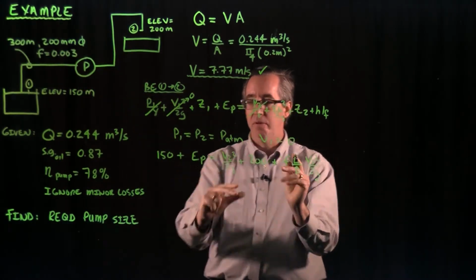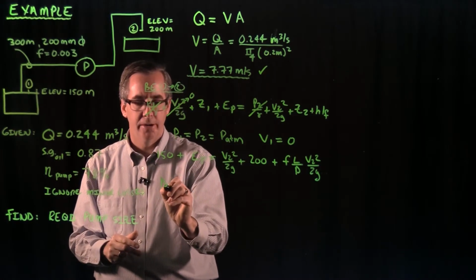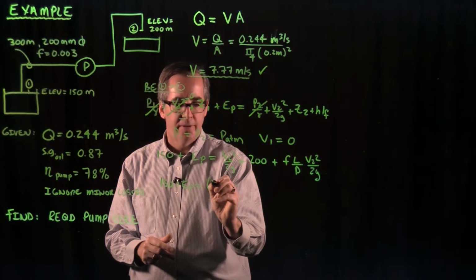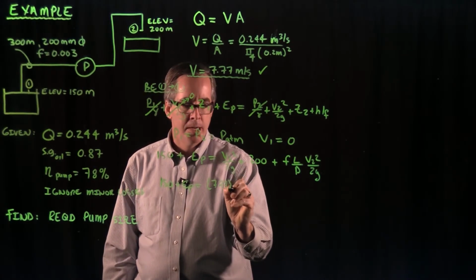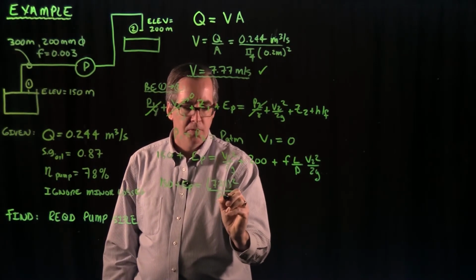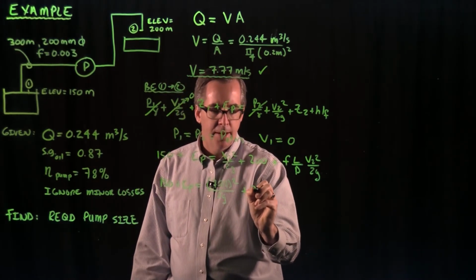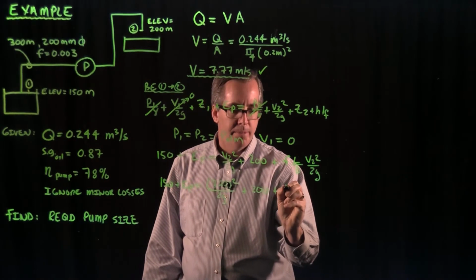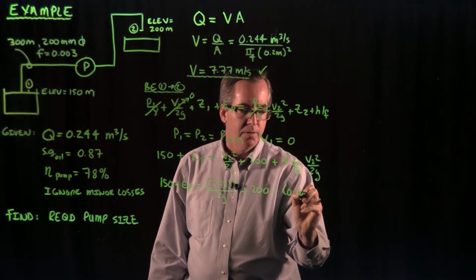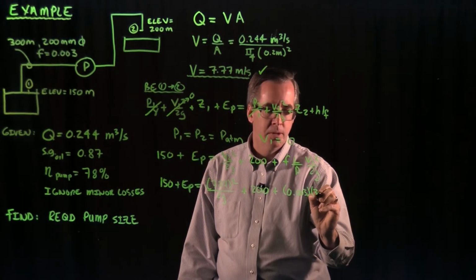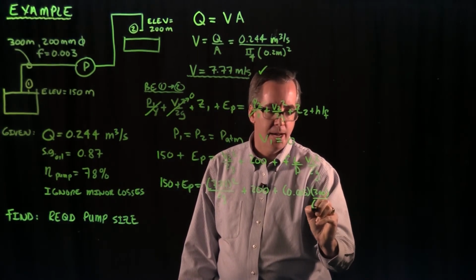So now all I have to do is substitute into those terms. I've got 150 plus Ep is equal to 7.77 squared over 2g. Actually, that's fine, I'll just keep the g that way. I've got 200, and then my friction factor is 0.003. The length of the pipe is 300 meters. The diameter of the pipe is 0.02.